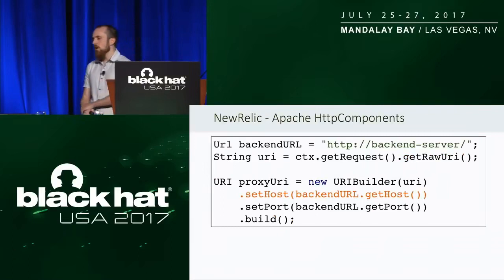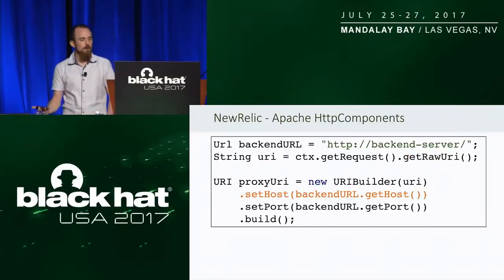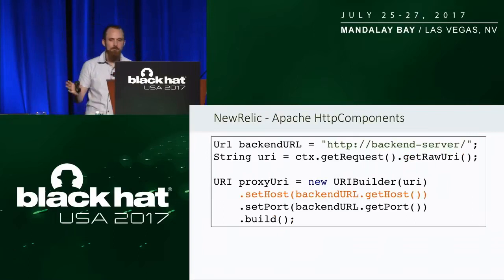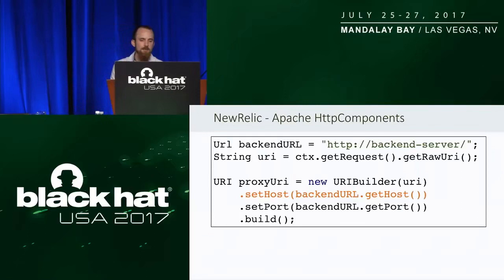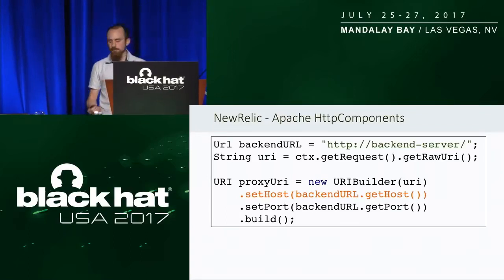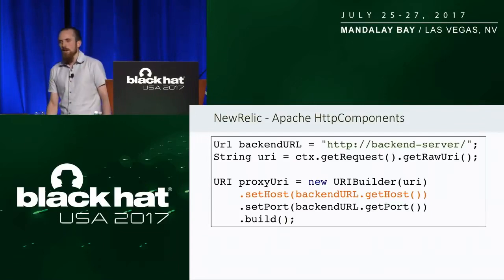These vulnerabilities aren't just caused by misconfigurations. What we've got here is some code that New Relic had on their main official website. And, well, it probably looks absolutely fine to you. It does to me, too, to be honest. It just takes the user-supplied URL, and it overwrites the host and the port specified in that URL with a hard-coded one of the internal server that they want to route your request to.